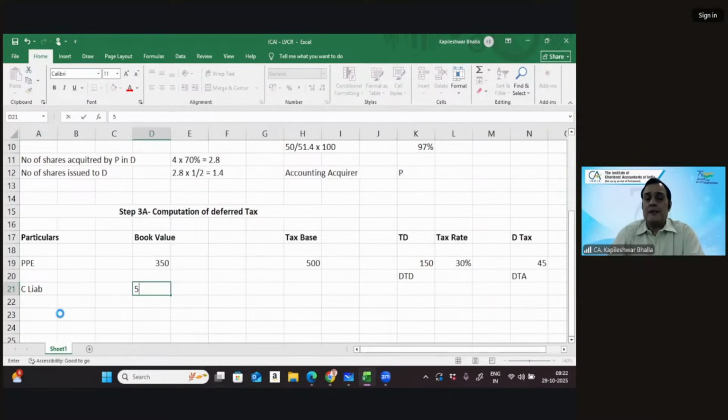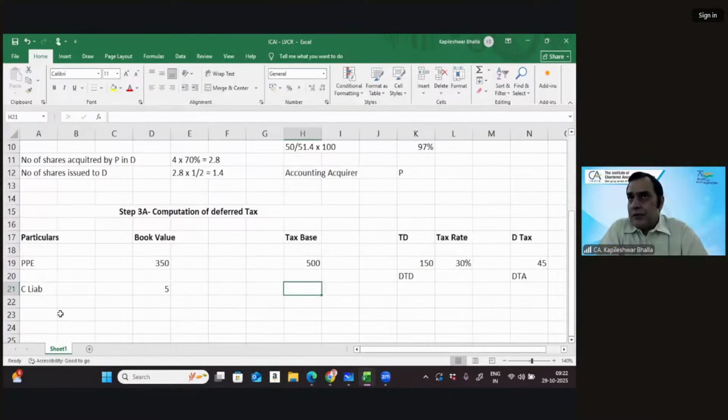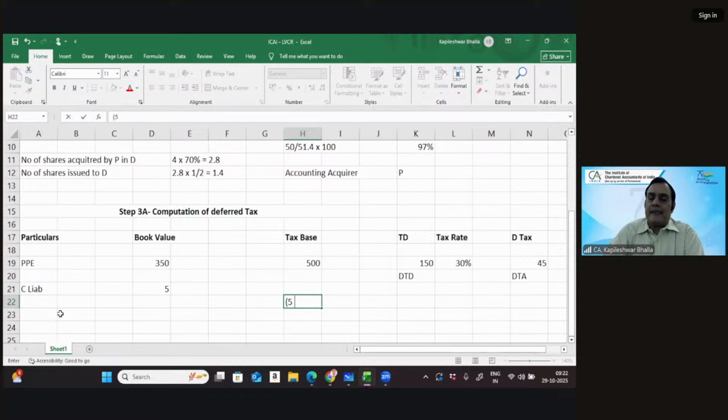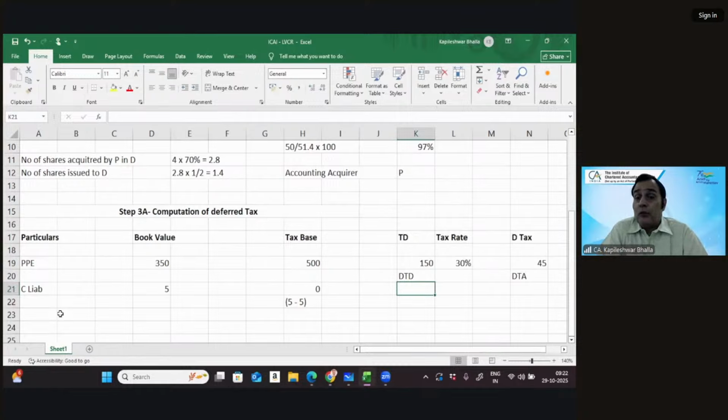Now the book value is the fair value, 5, but in terms of the tax base, you will get a deduction at a future date. Once the payment is made, the future deduction will be made. So the tax base is the carrying amount minus the future deduction. So carrying amount is 5 minus the future deduction of 5. You can say this becomes nil. Now, in this particular case, again, the book value is more than the tax base. If the book value is more than the tax base, then this difference can be classified as a taxable temporary difference. I'll put it as TTD, taxable temporary difference, which is to the extent of 5.